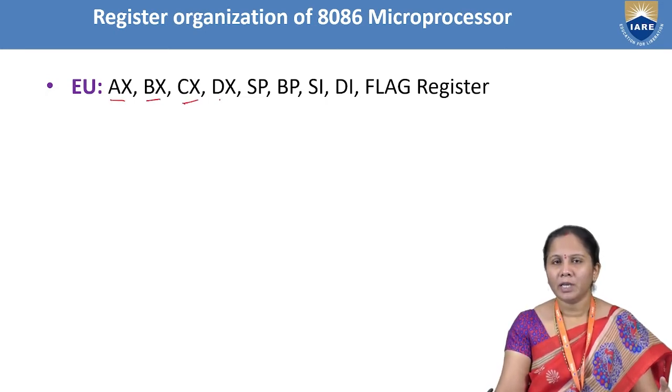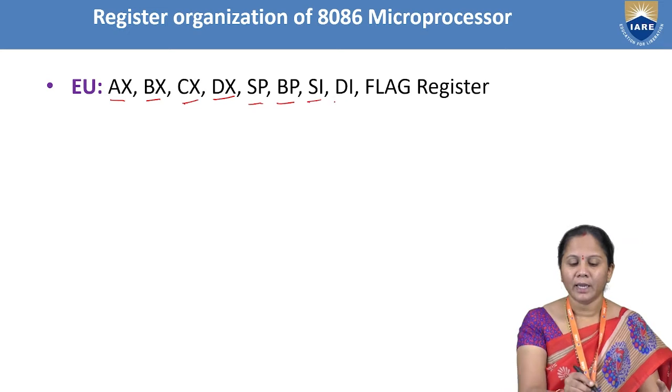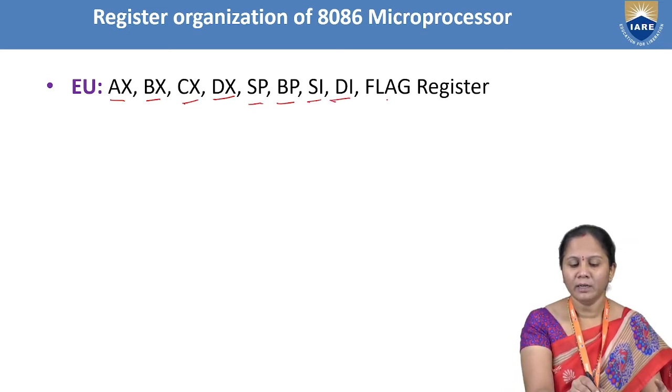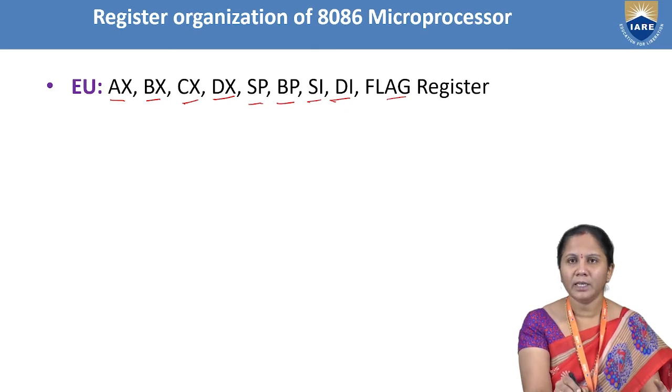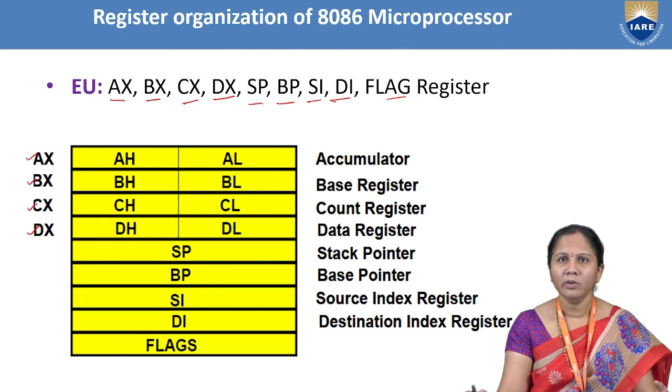Now coming to the execution unit. So execution unit is meant for decoding and executing. So in order to perform that, this execution unit consists of the registers like AX, that is accumulator, BX, base register, CX, counter register, DX, extended accumulator, SP, stack pointer, BP, base pointer, SI, that is source index, and DI, destination index, and also flag register.